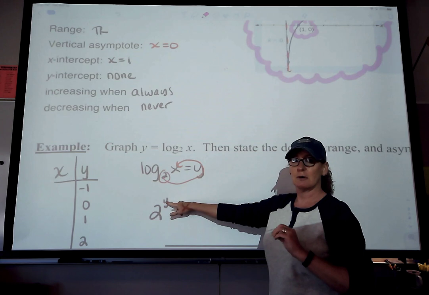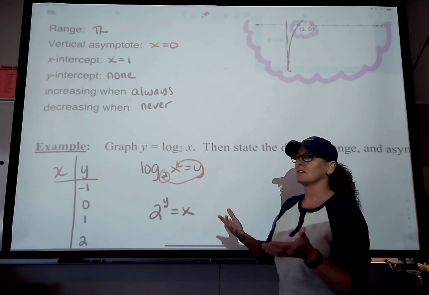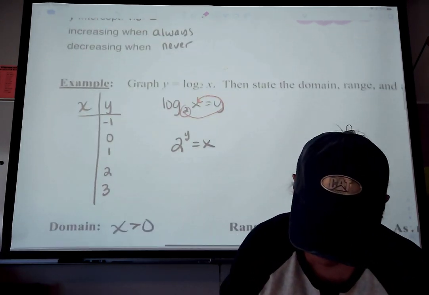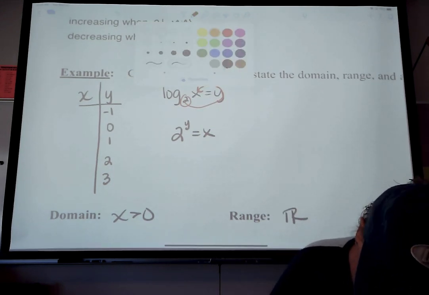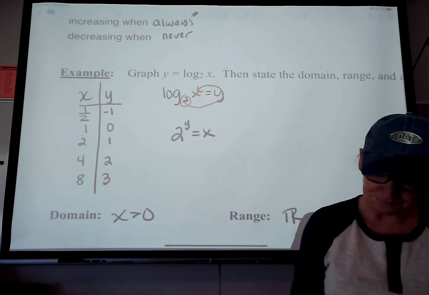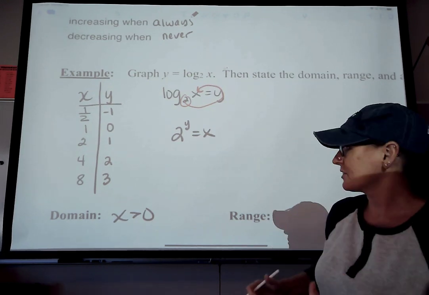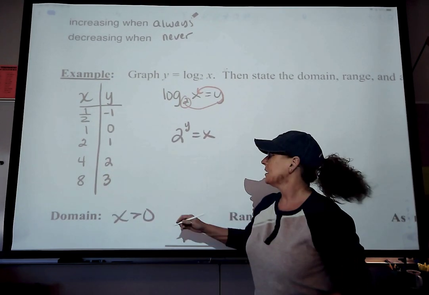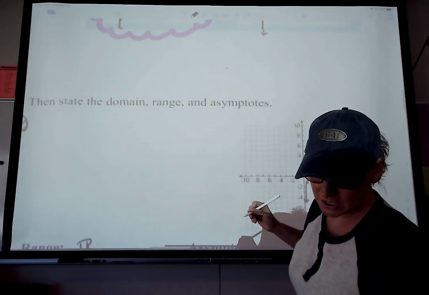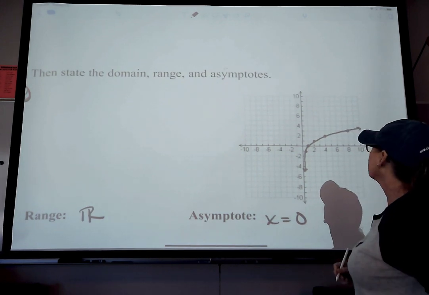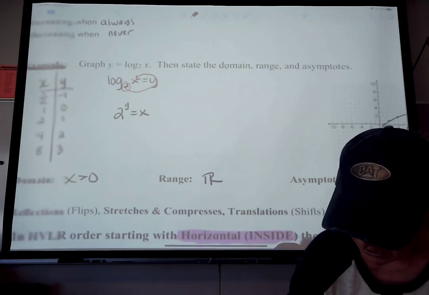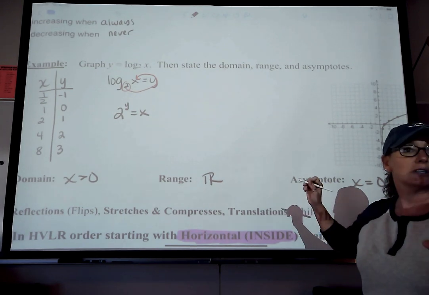This time the y's are the numbers we want to plug in, and the x's are going to be the answers that we get out of it. So I went ahead and set up a few y values to plug in. So I've got 2 to the -1, 2 to the 0, 2 to the first, 2 to the second, 2 to the third. I take those combinations, 1/2 comma -1, 1 comma 0, and so on, and plot the ordered pairs on the graph. That's what it looks like. Once I get the graph, then answering domain, range, and asymptote questions is easy.